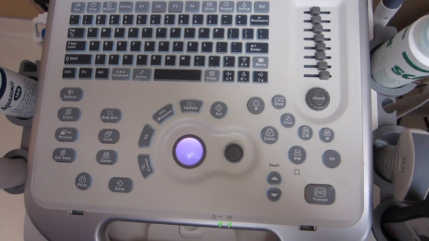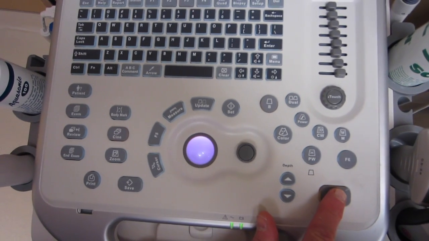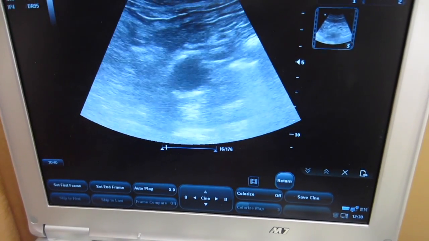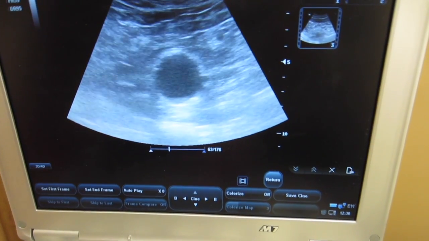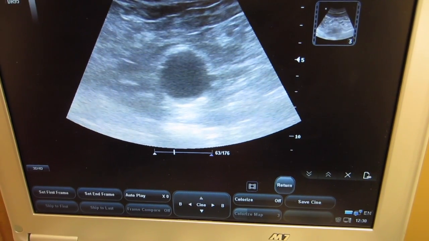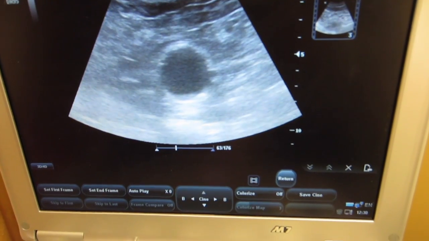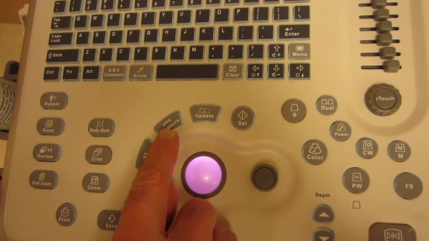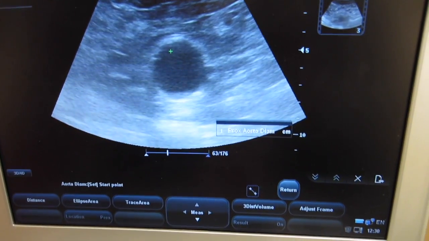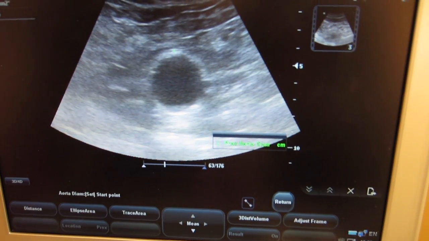In order to take a measurement, use the freeze button in the lower right-hand corner, and then use the trackball to get the image that you would like to measure, which will be the maximal diameter of the aorta. Once your image is in view, press the measure button, located right above the trackball. It will bring up a caliper that you're going to place on the outside wall of the aorta.